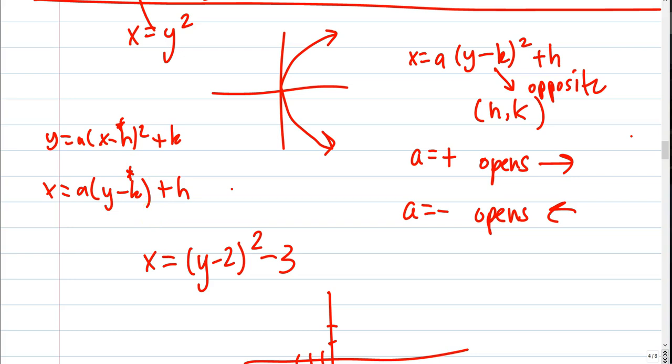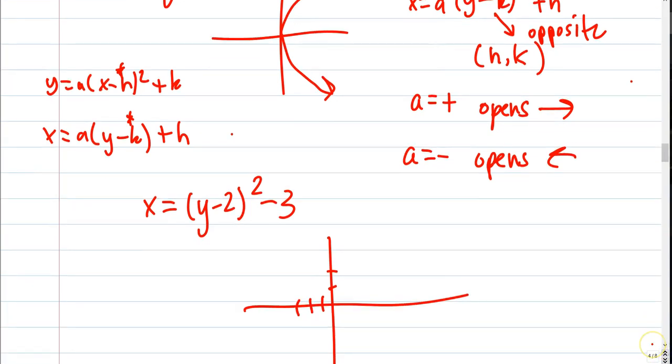So when I have x equals y minus 2 squared minus 3, if I asked you to graph this, we'd start by finding the vertex. The most common mistake is people will tell me 2, negative 3. You at least made it opposite, but you have to catch that that 2 is the k and the 3 is the h. So it's not 2, negative 3, it's negative 3, comma 2. H, comma k. This time the k is the one that's opposite.